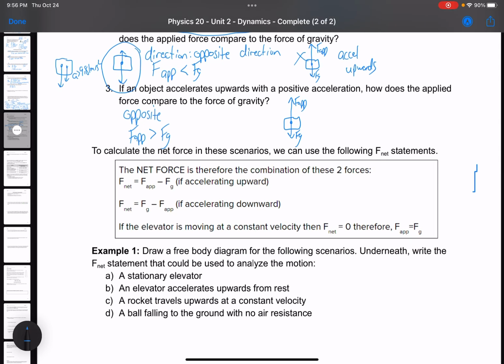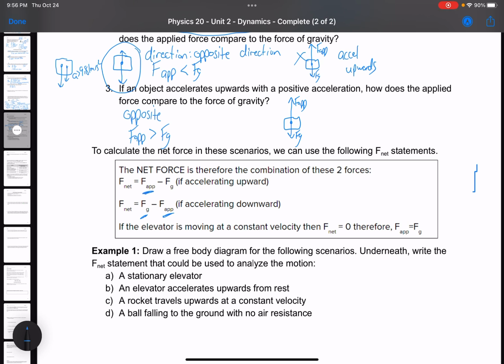So to calculate the net force in either of these scenarios, we can use one of these 2 F net statements. Okay, so F net is either equal to the applied force subtract force of gravity if it's accelerating upwards, or if it's accelerating downwards, then it's going to be force of gravity subtract force applied.